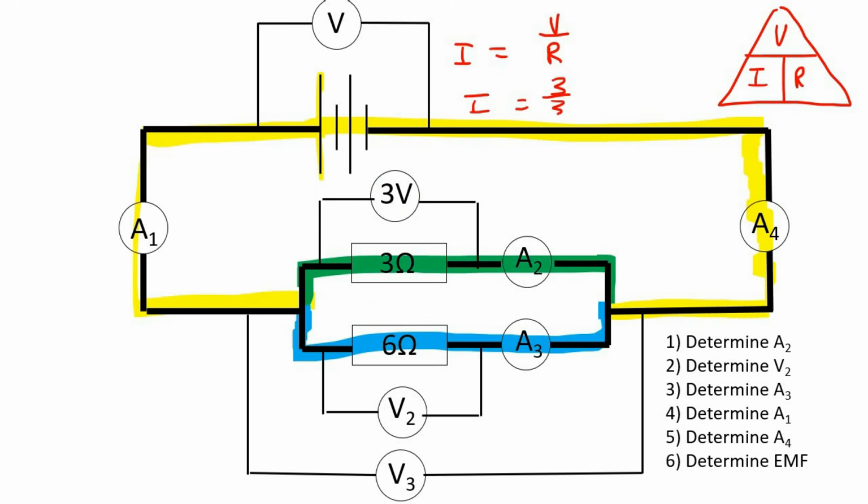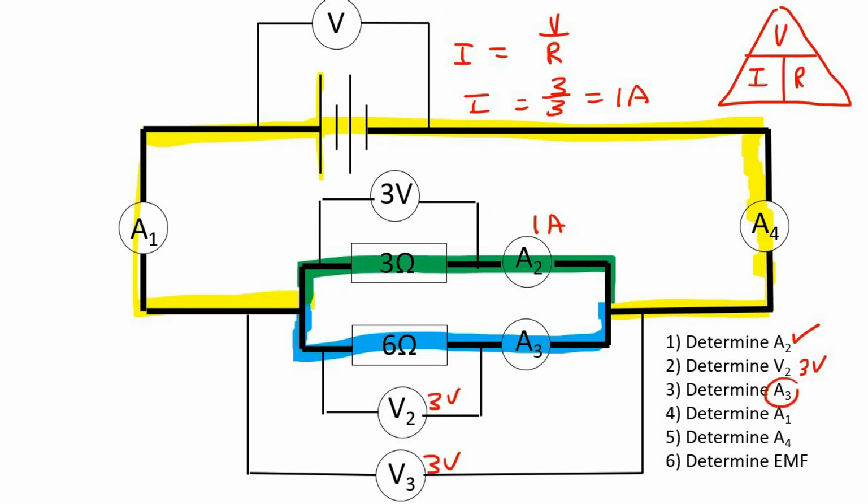So we can say 3 divided by 3, which is 1 amp. That doesn't mean this is 1 amp. No, that means this is 1 amp. Okay, so that's done. Determine V2. Now, V2 is over here. We know that in parallel, all voltages are the same. So V2 is also going to be 3 volts, because this path is 3 volts. So this path would be 3 volts, and this would also be 3 volts.